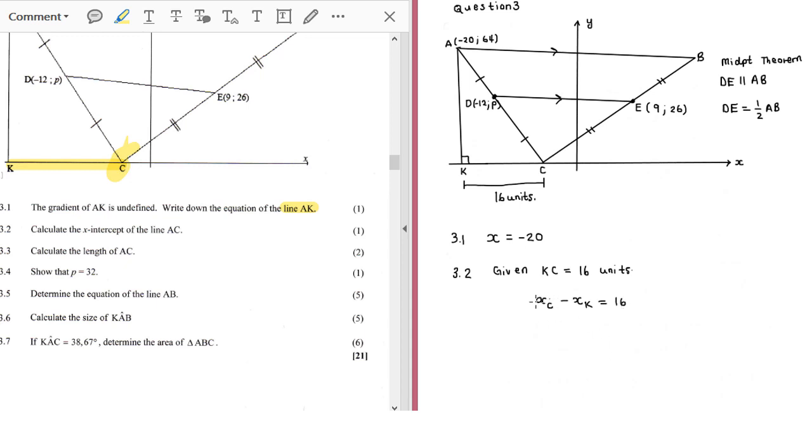We're looking for this x value at the point C, so this is 16 plus the x value at the point K. Substituting that in, this is plus negative 20. So the x value at C is equal to minus 20 plus 16, which is going to be minus 4. So we now know that the coordinate there is minus 4, 0.